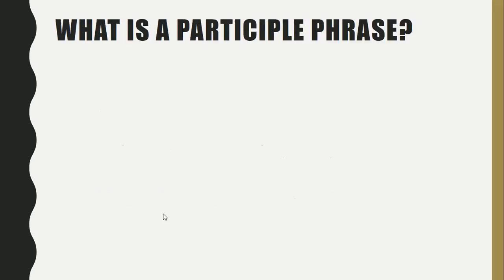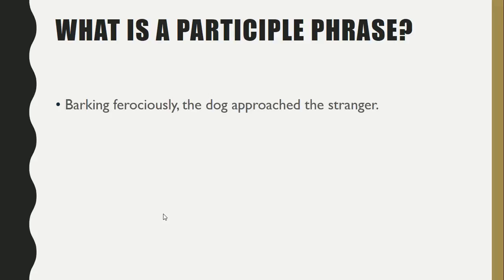Okay. What is a participle phrase? Now that we looked at how they can be misplaced and how they can be corrected, let's just review what they are. So, barking ferociously, the dog approached the stranger. Barking ferociously is our participle phrase. It's similar to the one we just looked at. Barking is a verbal, because we think of barking as an action, and we're tempted to just say, oh, it's a verb. Well, it's not really, because approached is the verb that goes with dog. It's the conjugated verb that goes with the subject.